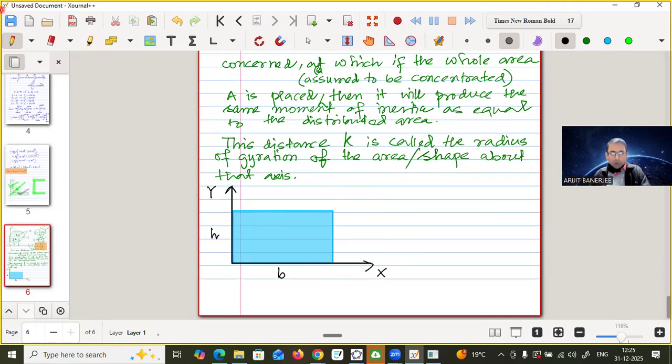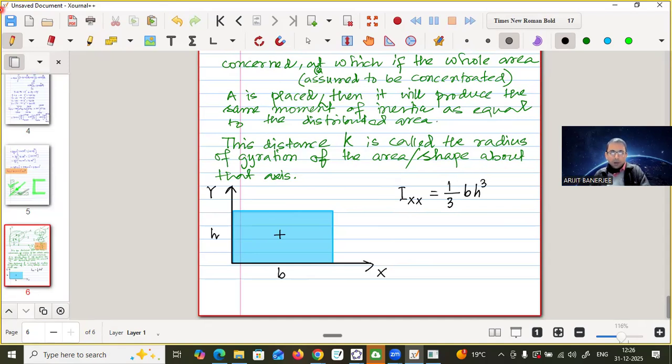Now what is the moment of inertia of this area about this axis, can you tell? So what is Ixx? It is 1 by 12. Sorry, 1 by 3. About the edge, it is 1 by 3 BH cube. About the centroid, it is 1 by 12. About this line, it is 1 by 3 BH cube.